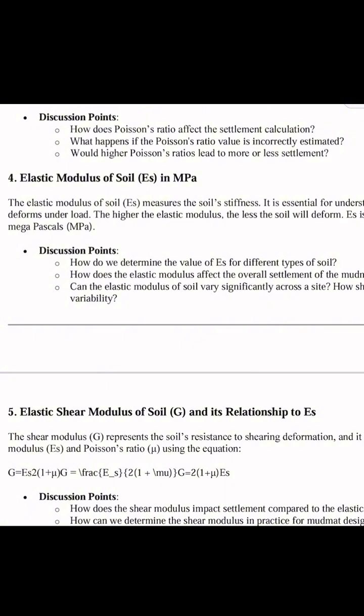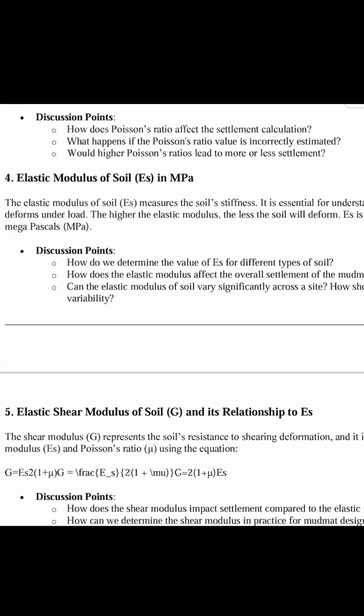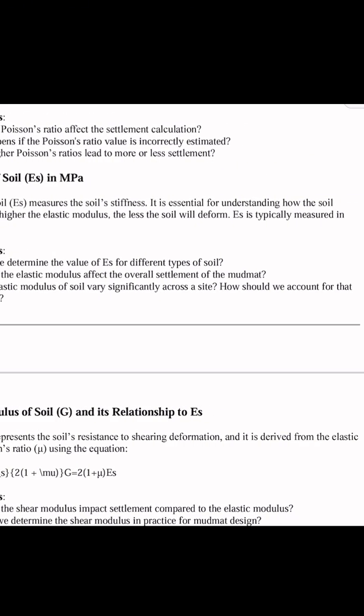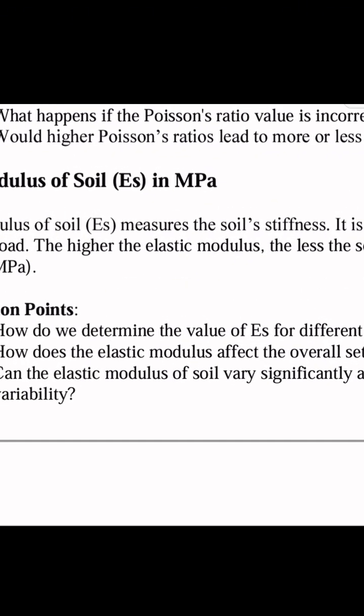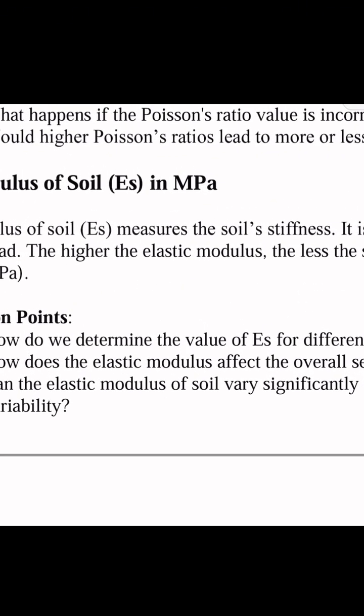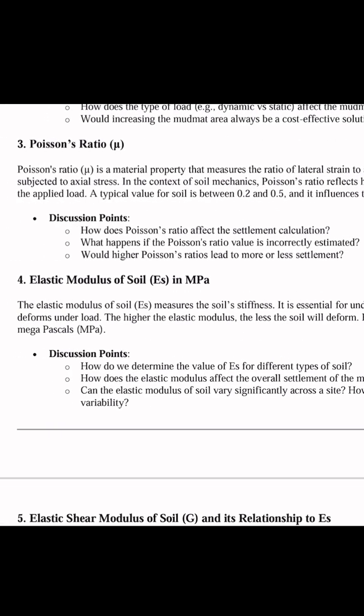And elastic modulus. Elastic modulus of soil measures the soil stiffness. It's essentially understanding how the soil deforms under load. The higher the elastic modulus, the less the soil will deform. So if it has a higher elastic modulus, the soil will deform less. ES is typically measured in megapascals.